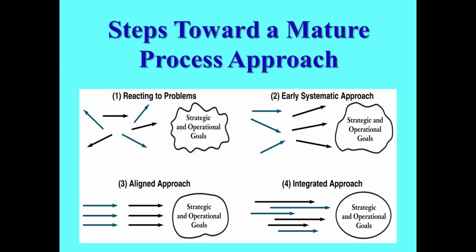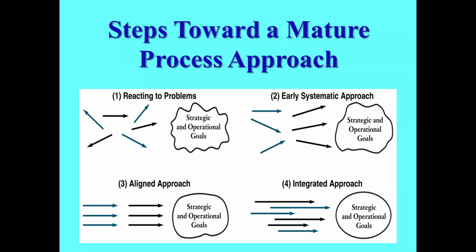This slide illustrates the concepts of alignment in number 3 and integration in number 4. Number 1 illustrates the complete absence of uniform or consistent direction of the arrows representing the processes, in all different directions. So there's no consistency here. So this is in the stage of reacting to the problem.